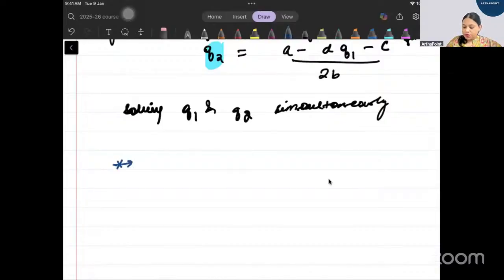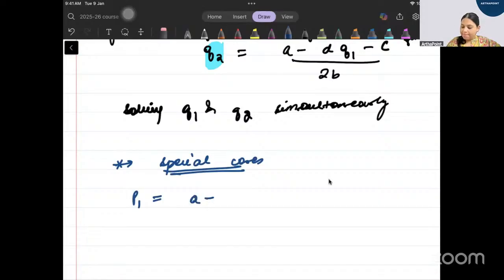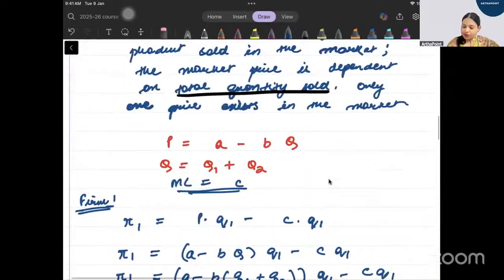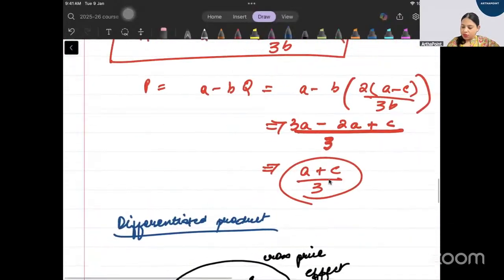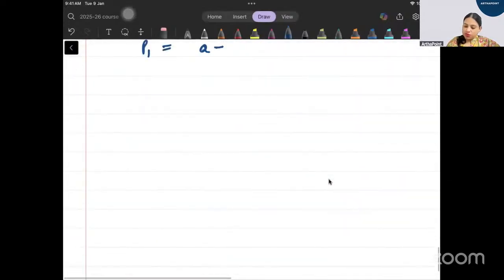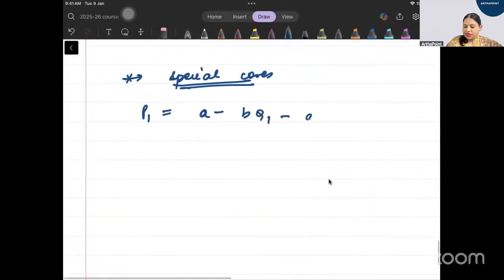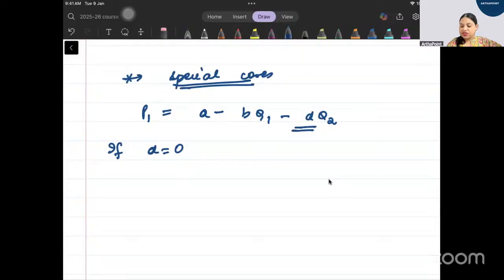Now there are certain things I want to highlight to you. So, important pointers or special cases. So note that I have written P1 is equal to A minus BQ1 minus DQ2. So if your D is 0, that means there is no interaction. There is no cross price effect, right? My demand does not depend on your demand. So no interaction means in a way firms are acting as monopoly.